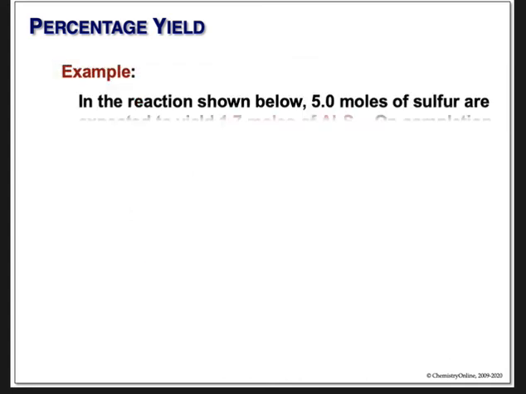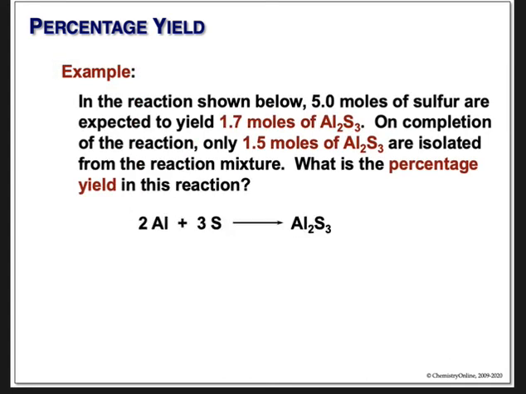Simple problem here. We're doing this reaction. We have 5 moles of sulfur. According to the stoichiometry, we should get 1.7 moles of aluminum sulfide. When we're done, we scrape it all together and we weigh it. We see we get 1.5 moles of aluminum sulfide, not 1.7. Calculate the percent yield.